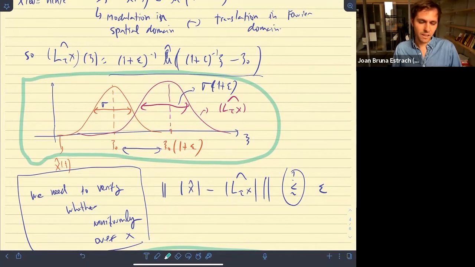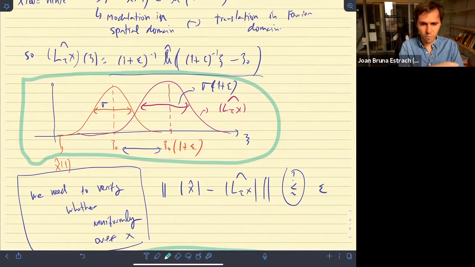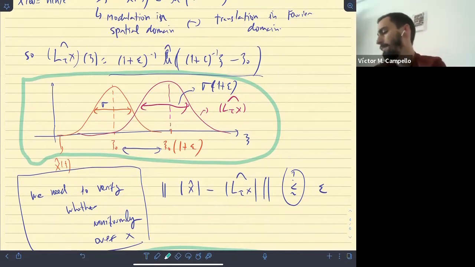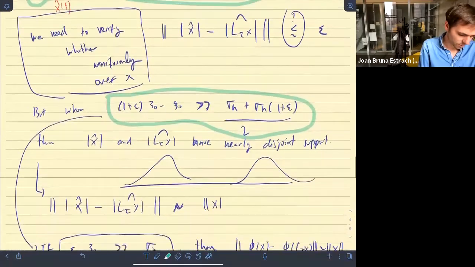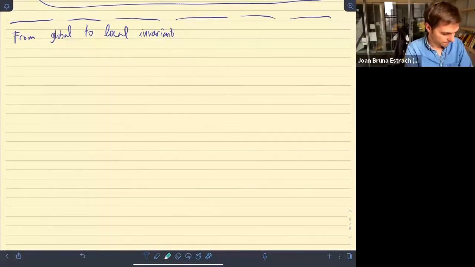Even if I choose epsilon very, very small, like 0.001%, there will always be some bandwidth, some psi 0, for which this difference is going to be amplified. It's going to be large. And so there's no way I can have something that is uniformly stable to deformations, uniformly over the choice of high frequency. So that's the thing that we are going to try to fix now. Let's see how we can remediate this problem.